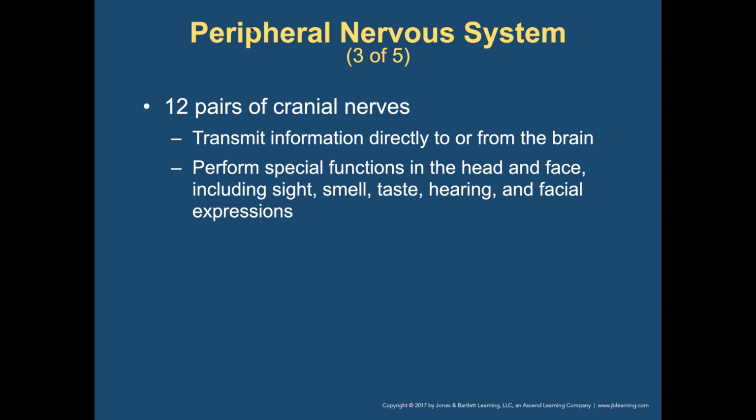We have 12 pairs of cranial nerves. These are just the nerves that are inside your brain or inside your skull. And these are all one directional. So they transmit information directly to or from the brain. These aren't the two-way nerves that you're going to have in the rest of the body. They perform special functions in the head and face like sight, smell, taste, hearing, and facial expressions. So as you can see, based on what they do, they only need to be one way.